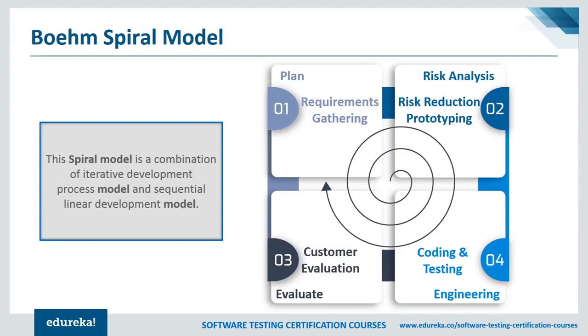So the benefits of using this model are: it allows requirement changes and it is also suitable for large and complicated projects. The main thing is it allows better risk analysis and is cost effective due to good risk management. And the disadvantages are that it is not suitable for small projects and the success of a project depends on the risk analysis phase. That's all. So this is all about the spiral model and different types of models in SDLC.